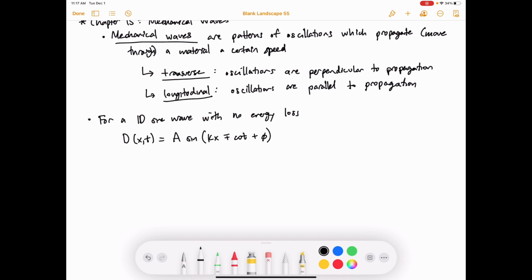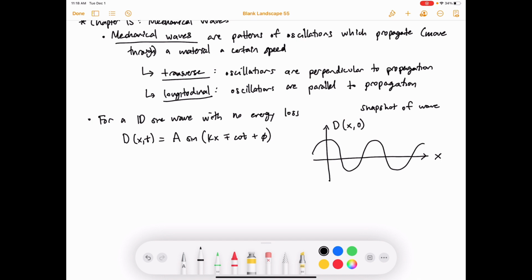Now, if we plot this out, d stands for the displacement of the wave. And it's not only a function of position x, but it's also a function of time t. So if we take a snapshot of the wave at a particular moment in time, let's say t equals 0 as an example, then we're plotting the displacement at that particular time on the vertical axis, and on the horizontal axis we have the position x. Okay? So the wave will look something like this. It'll look like a sine curve.